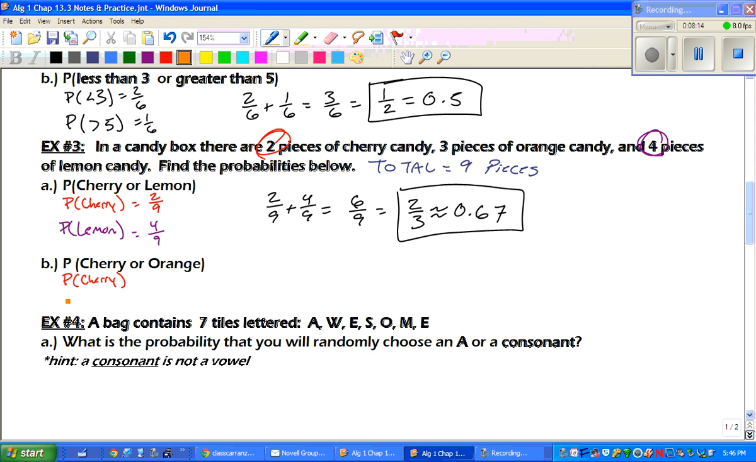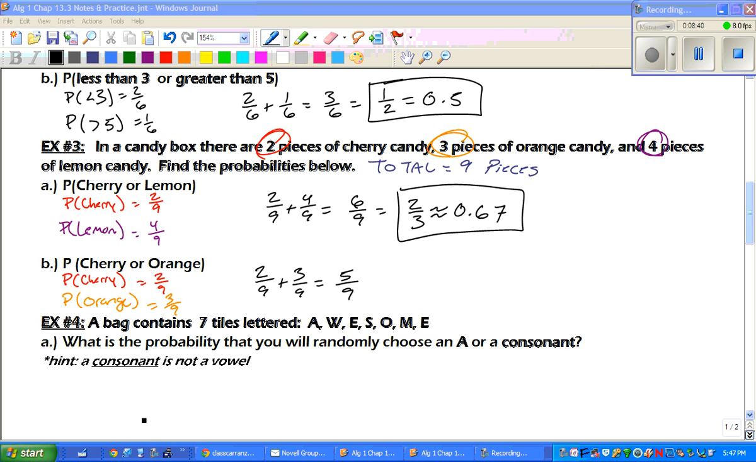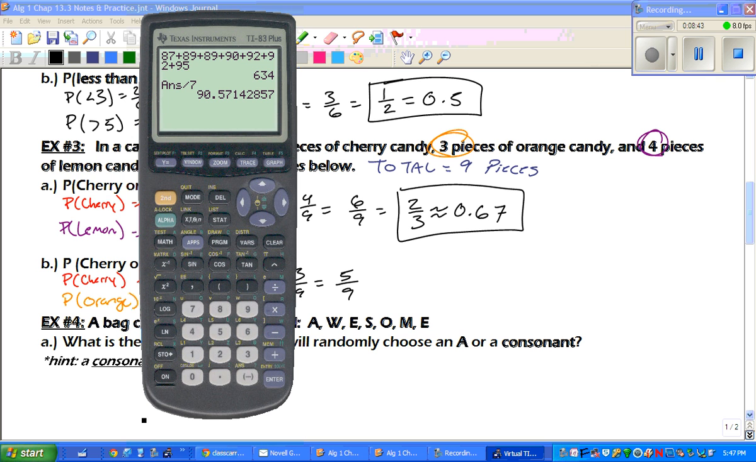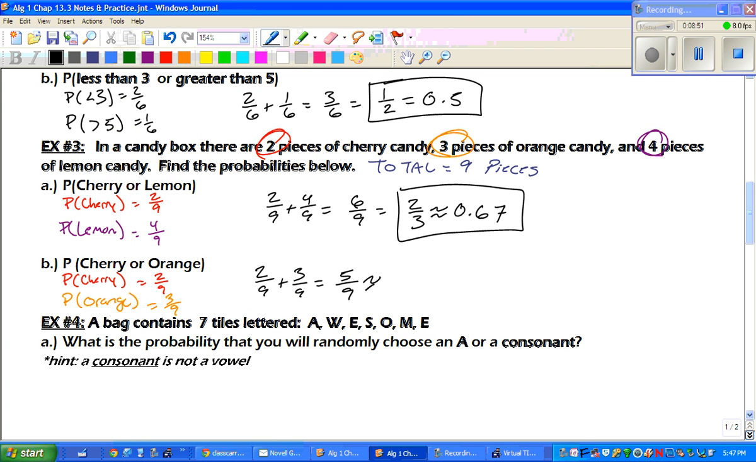So we got probability of cherry and probability of orange. Well, we just did the cherry. The cherry is 2 out of 9. What's the orange? 3 out of 9. And now remember, just don't reduce until after you add. So we get 5 out of 9. And then when you guys divide that out, what did you get? Well, let's check it. 5 divided by 9? 5.5555555. Or if you reduce that, 0.56.